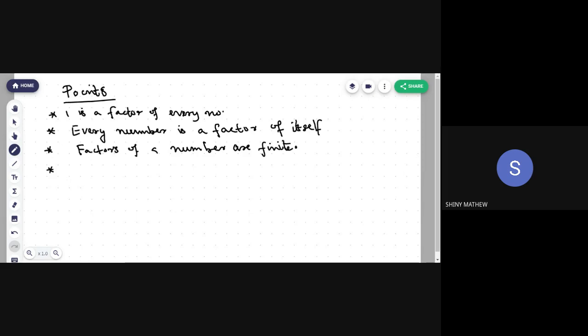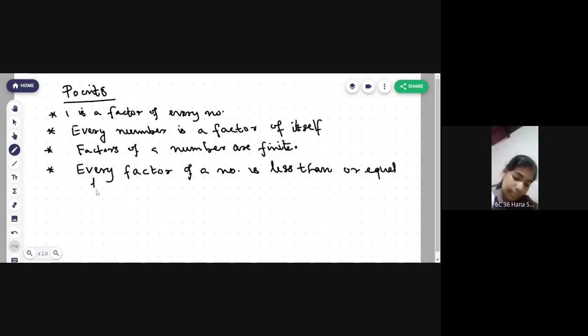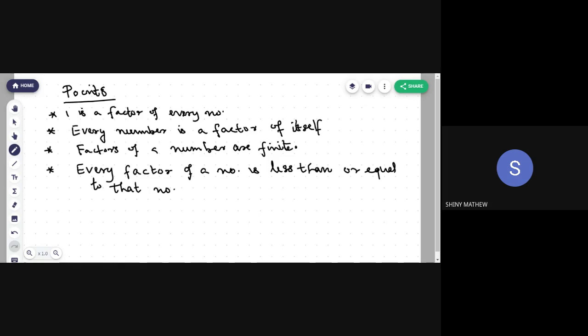ഇനി ഫാക്ടേഴ്സ് എപ്പോഴും ലെസ് ദാൻ ഓർ ഈക്വൽ ടു ദാറ്റ് നമ്പർ അല്ലേ? 12ന്റെ ഫാക്ടേഴ്സ് എഴുതുമ്പം മാക്സിമം 12 വരെ വരുള്ളൂ. 12ന്റെ മുകളിൽ ഒരിക്കലും ഫാക്ടേഴ്സ് വരില്ല. സോ യു ക്യാൻ റൈറ്റ്: every factor of a number is less than or equal to that number. Okay, these are the main points about factors.